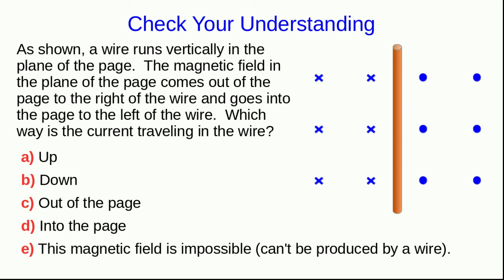So try this out. Here's a wire in the plane of the screen, and we don't know which way the current is going in it. But we've measured the magnetic field, and as shown in the picture, remember dots are vectors out of the page and x's are vectors into the page, the field is coming out of the plane of the page to the right of the wire and into the page to the left of the wire. And so from that information, figure out the direction that the current is running in the wire.